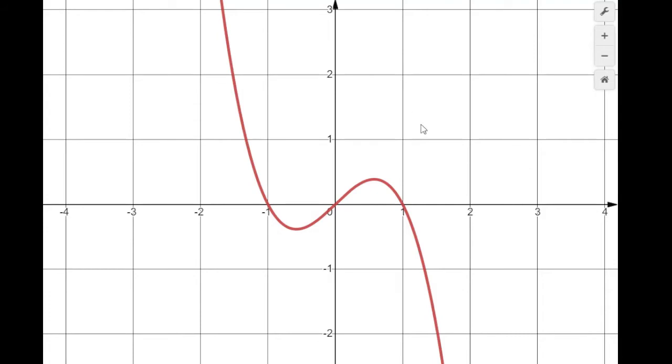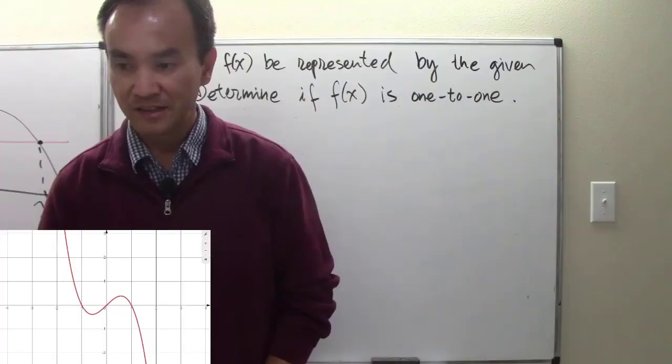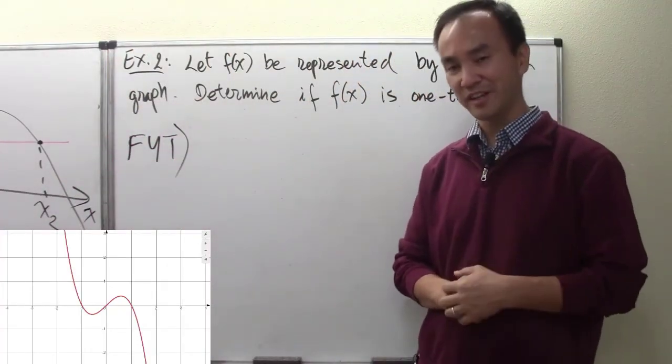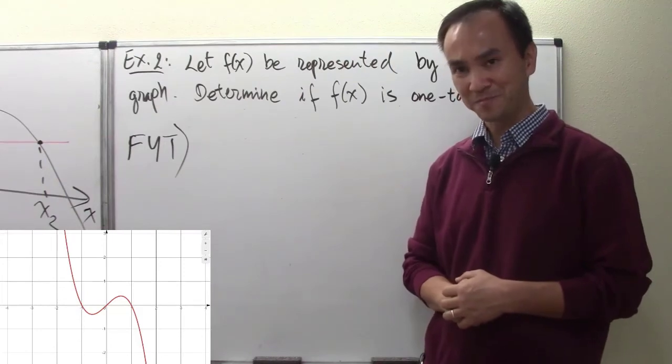All right, so here we go. This is the graph for whatever function that is. This is the graph that represents our function f of x. All right, and now you can go ahead and pause the video to decide on your own whether this function given by this graph right here is a 1-to-1 function or not.